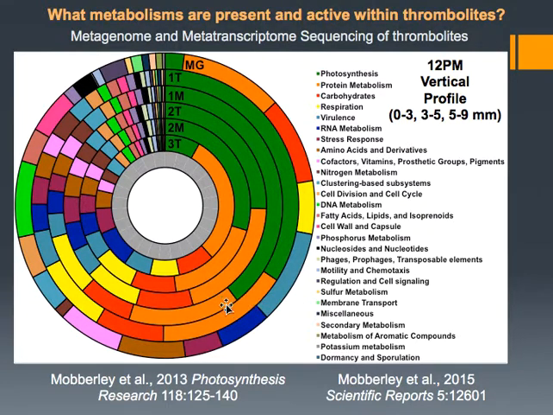There was also some carbohydrate metabolism, which is red, and then protein metabolism. They're making lots of proteins as well. But as you go deeper and deeper into the mat, there is less and less photosynthesis. This made sense because as you get deeper into the microbial communities that make up these thrombolites, it's harder and harder for light to penetrate.